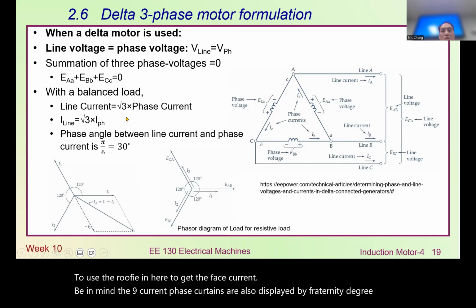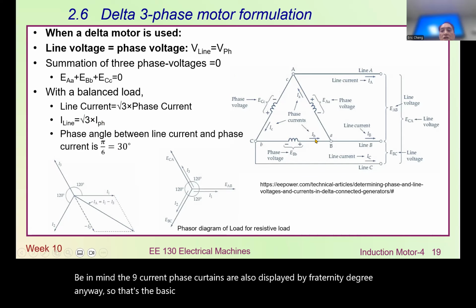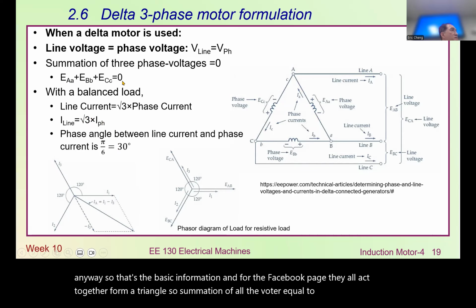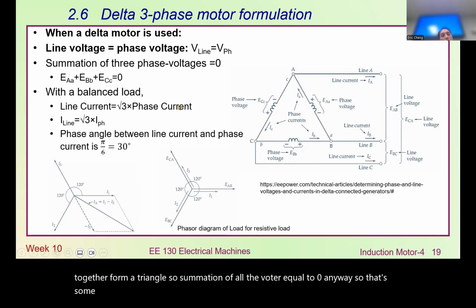So that's the basic information. The phase voltages all add together to form a triangle, so the summation of all the voltages equals 0. That's some basic information you should know.